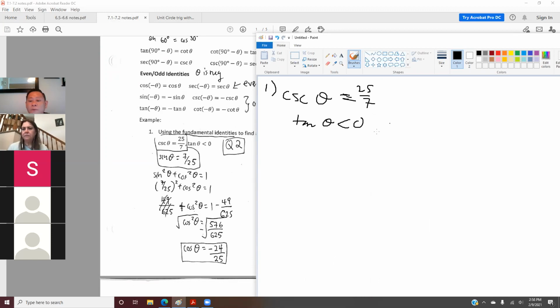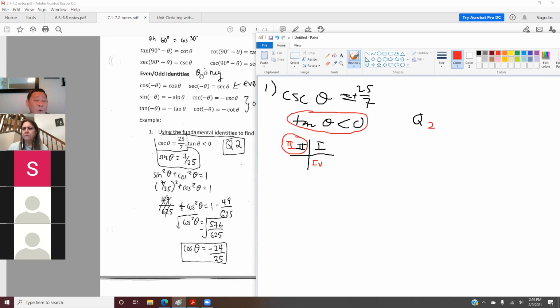What quadrant does this belong to? Cosecant is positive, so it's quadrant 2 and quadrant 1, because cosecant is the same thing as sine, which is positive here. And then tangent is negative in quadrant 2 and quadrant 4, because those are the ones that make it negative. The one that has both of them is quadrant 2. So this is quadrant 2 in this case.